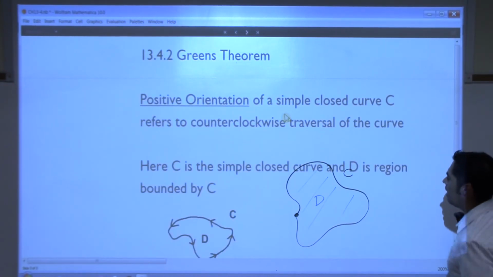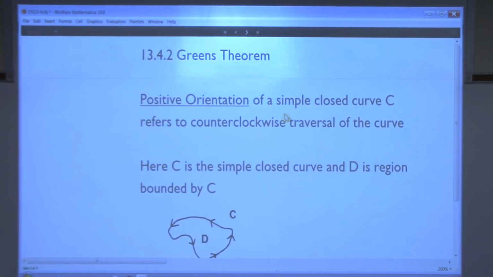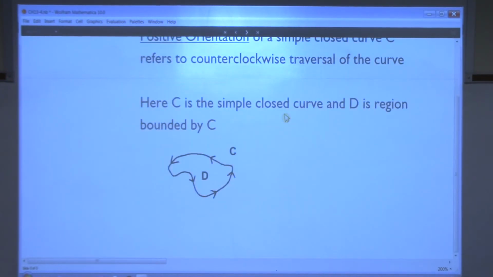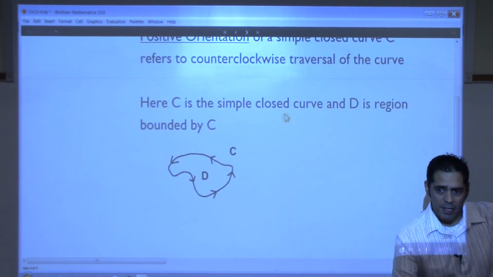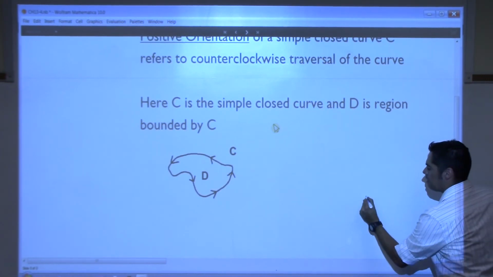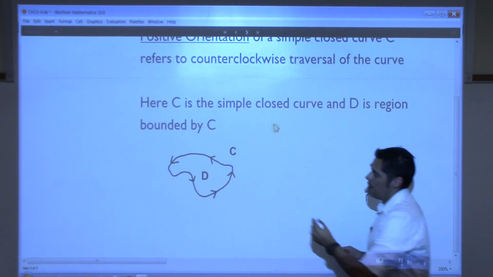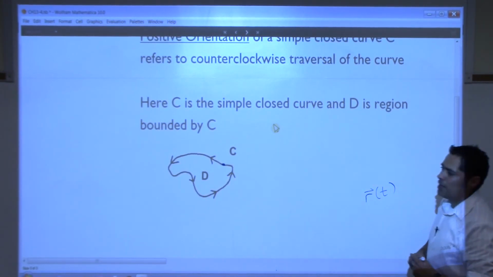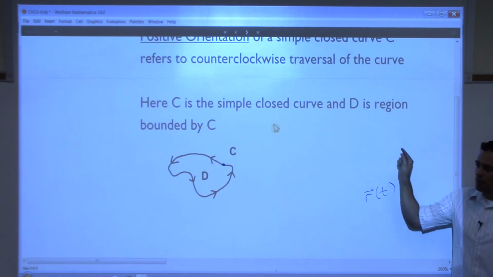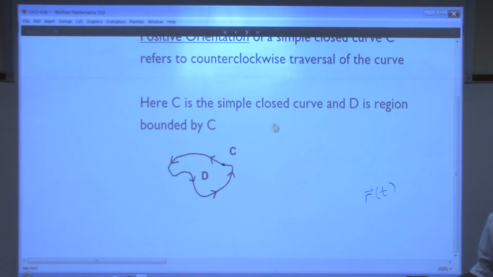So we have to get some language down first. Positive orientation of a simple closed curve C refers to counterclockwise traversal of the curve. So if you're going to have a curve that's closed, remember R of t was usually the vector function that would draw the curve. Since it's closed, it's going to go around and come back to itself. We call positive orientation when you travel along the curve counterclockwise. If you go the other direction, that would be negative orientation. All right?